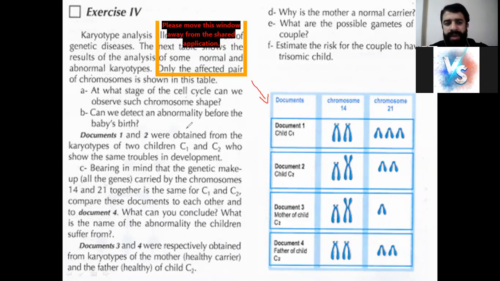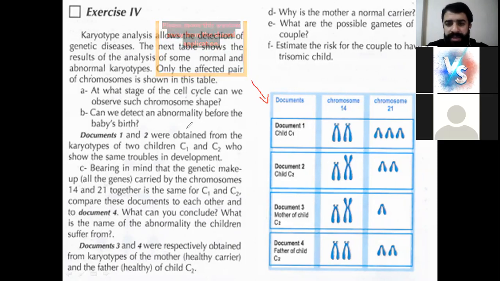So part B, can we detect any abnormality before the baby's birth? فينا نعرف abnormality before the baby's birth? If yes or no. What do you think, Badia? Yes, you can. Yes, by using what? There's three tests we can do, and they have the special name. It's called prenatal diagnosis. Can you give me one of these names of these techniques for prenatal diagnosis? Amniocentesis. Very good. Amniocentesis is one of these prenatal diagnoses. So we can detect any abnormality before the baby's birth using the prenatal diagnosis.